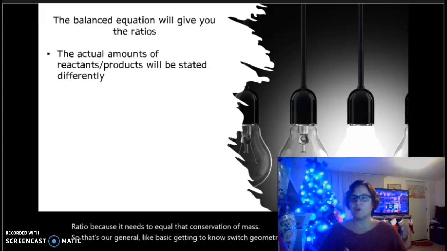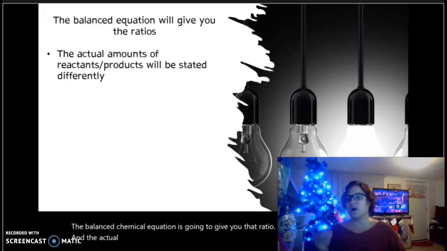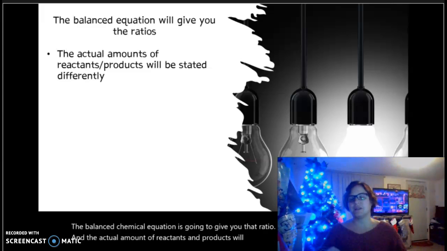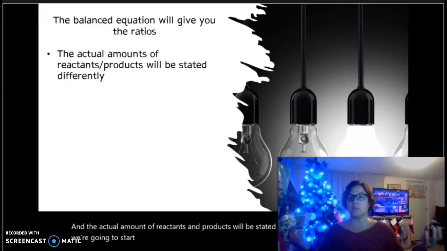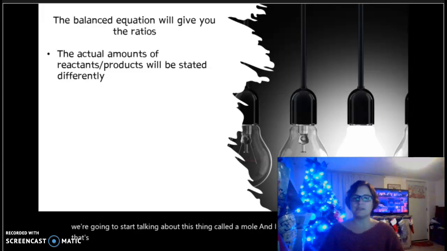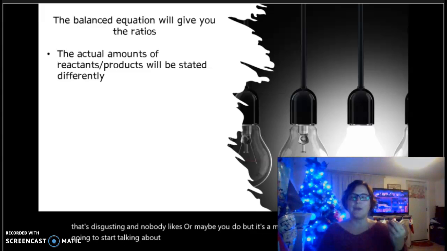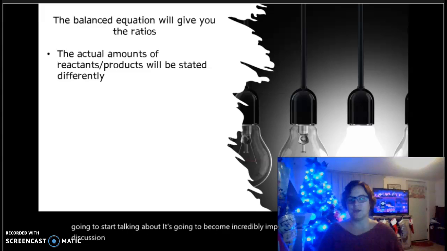The balanced chemical equation is going to give you that ratio, and the actual amount of reactants and products will be stated differently. So that's where we're going to start talking about this thing called a mole. And I don't mean a little rodent that's disgusting and nobody likes, or maybe you do, but a mole is something that we're going to start talking about, and it's going to become incredibly important as we continue our discussion about stoichiometry.